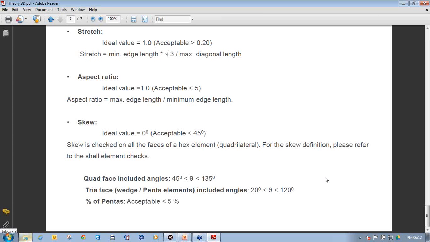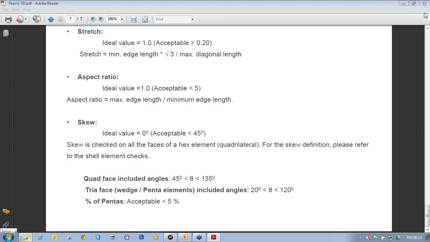Then the range of the minimum and maximum angle of the quad face is same as 2D, that is it should be in the range of 45 degrees to 135 degree. And for penta elements, the tria face angle range is 20 degree to 120 degree. For a brick meshing, the percentage of pentas acceptable should be less than 5%.